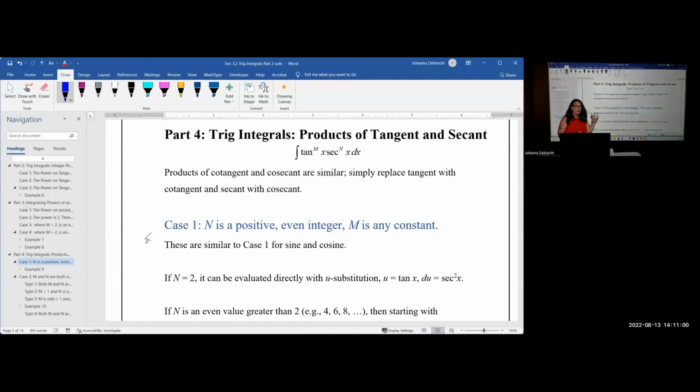Well, what if you had 4 of them? All right, 4 is a positive even integer. Well, then you would split them. So again, you're going to pull off 2 secants. Remember with sine and cosine, we pull off 1, and with tangent and secant, we pull off 2. So we're going to pull off 2 if we have 4. 2 of them are going to stay secant squared to serve as the derivative of tangent. The other 2 have to get converted using the Pythagorean identity into some expression involving tangent.